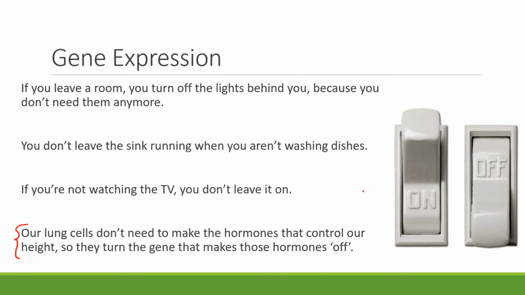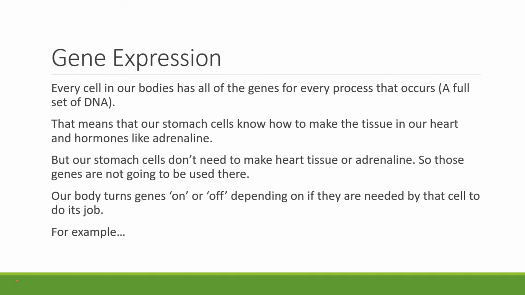Our lung cells don't need to make the hormone that controls our height. So they have that hormone off. They have that piece of DNA, that gene, turned off. Our cells turn genes on and off depending on what they need. Sometimes it's situational. Sometimes it's permanent.